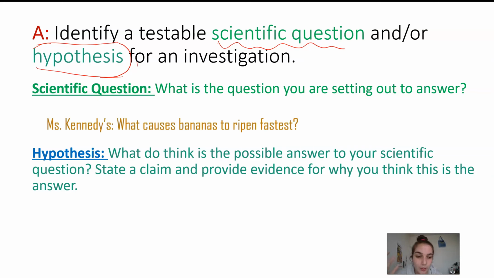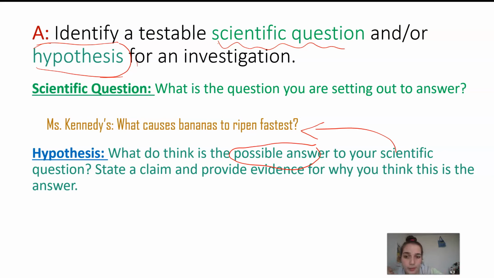I want to know what causes bananas to ripen the fastest. That's my question that I'm out to solve, okay? So a hypothesis, maybe you remember from living environment, it's kind of like you're proposing a possible answer to that scientific question. So I'm trying to answer this question with my hypothesis. It's kind of like a claim or a guess, and then I'm going to back it up with some evidence based on what I know.